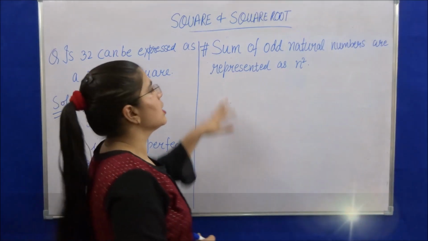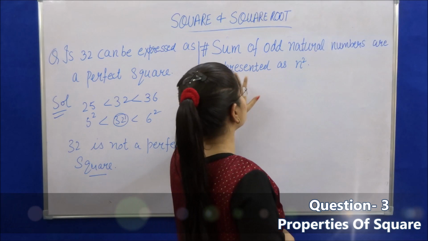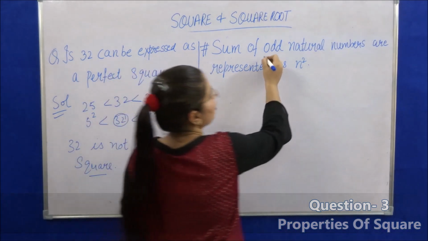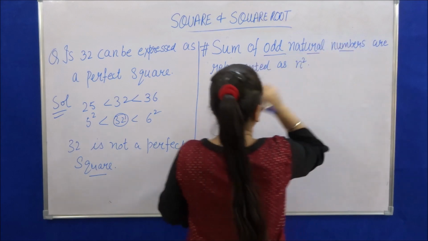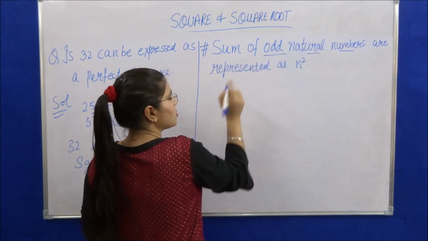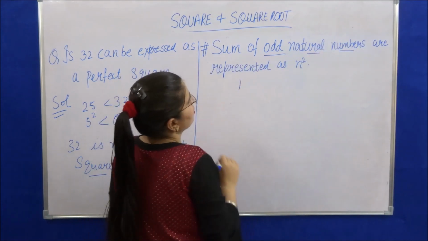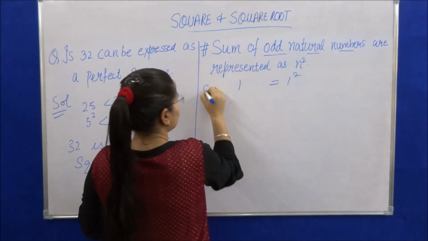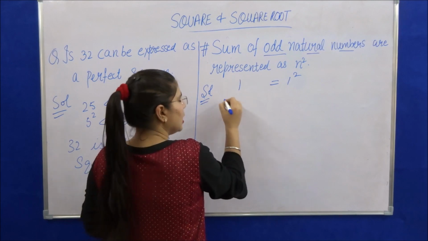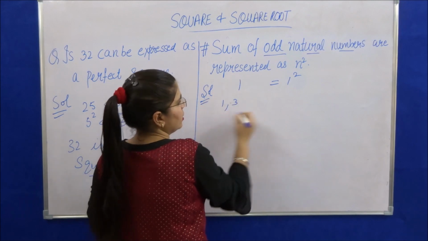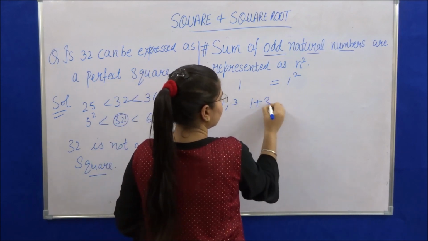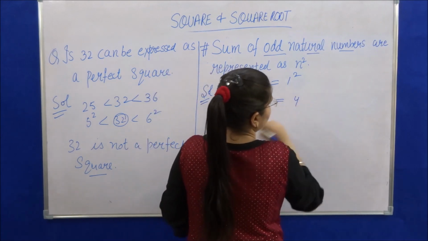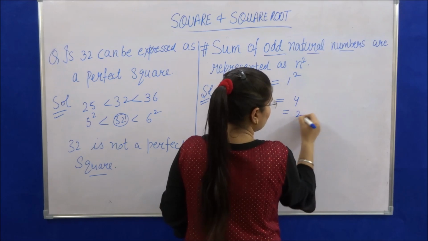Now next is the sum of odd natural numbers represented as n square. We have odd natural numbers. Our first odd natural number is 1, which can be represented as 1 square. Secondly, we have 1 and 3, so the sum of these two numbers is 1 plus 3, which is 4, and can be written as 2 square.